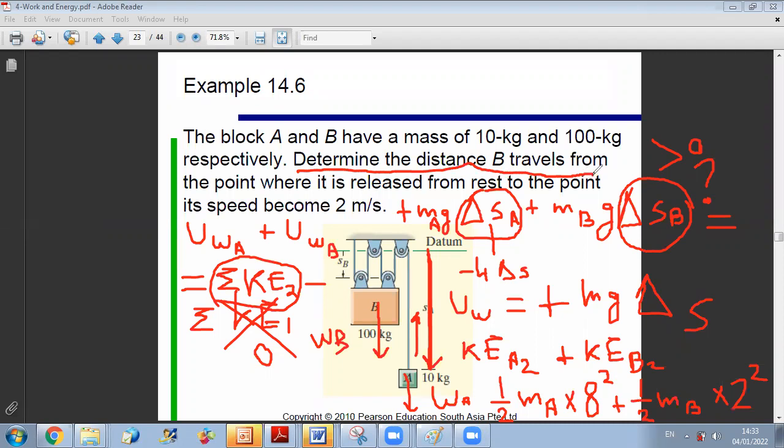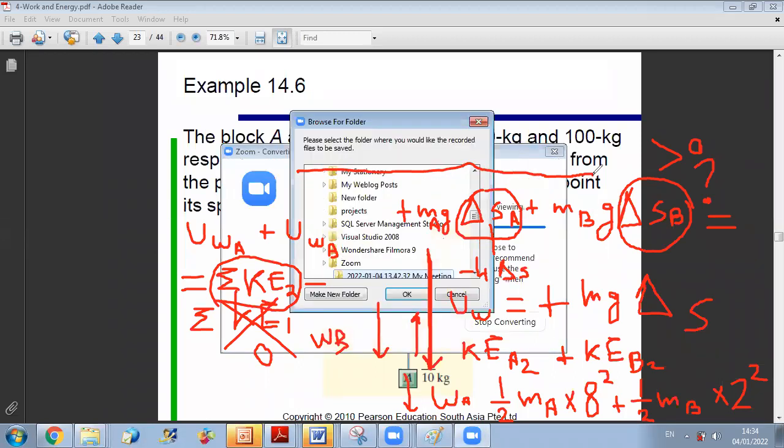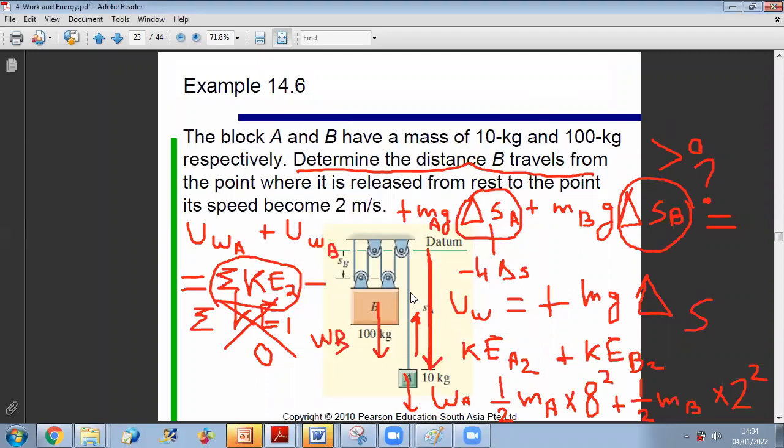Any questions on this problem? Do you want me to repeat anything?